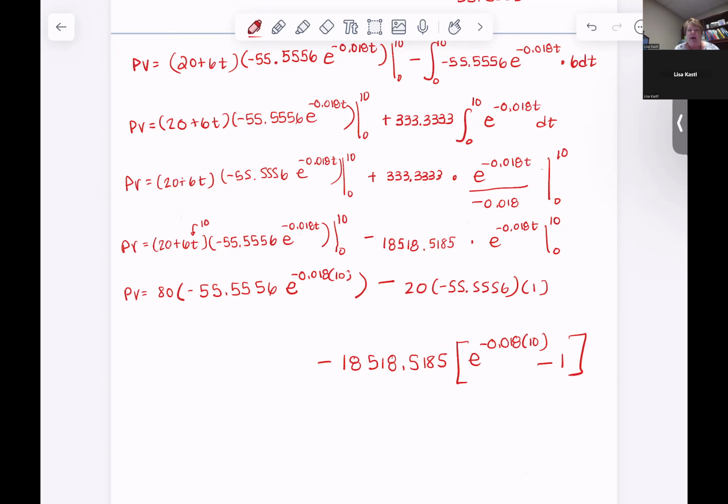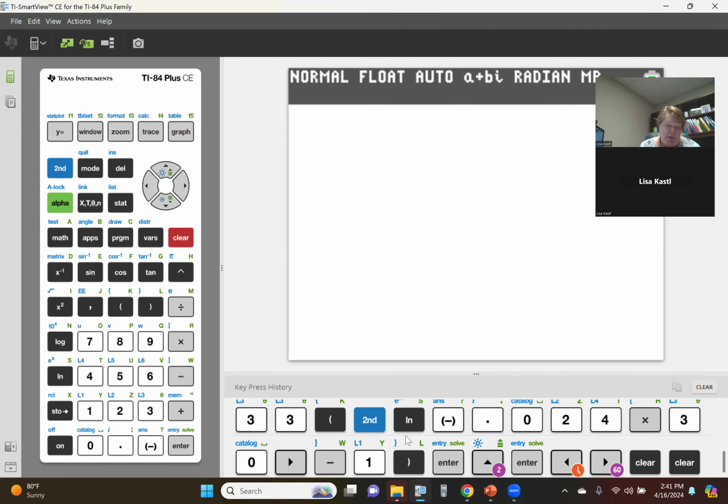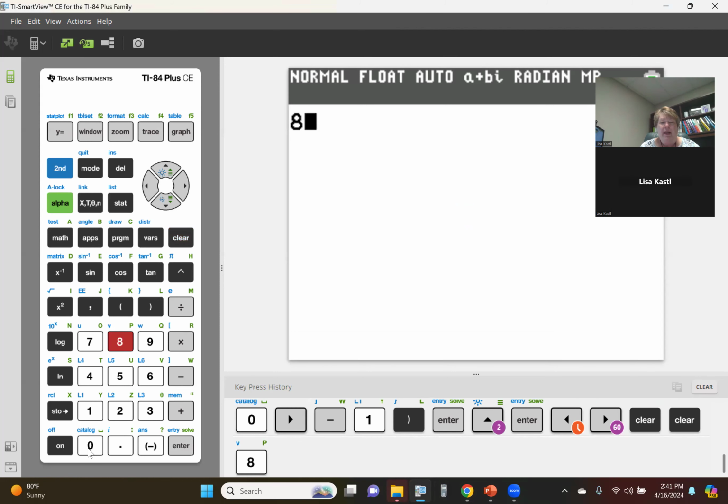Okay, let's go to the calculator. So let me share my other screen here that has my calculator on it. Okay, so here's my calculator, and I'm just going to type this big old long thing in. So I have 80. And you could certainly do this in intermediate steps. So you could do the evaluation, write that down on paper, do the second evaluation, write it down on a sheet of paper. I'm just too lazy. I do it all at once.